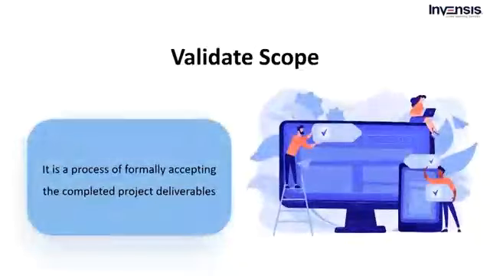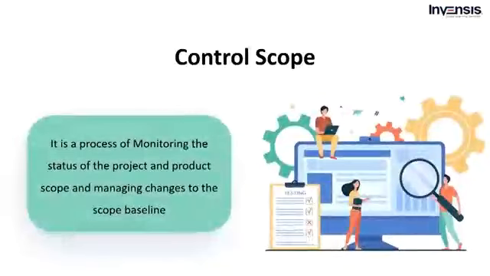The third process is to validate scope. It is simply the formal procedure to accept the completed project deliverables. This process is performed periodically and belongs to the scope management knowledge area. The next process is control scope. This process allows you to monitor the status of the project and product scope. It will also allow you to manage changes to the scope baseline. This process can occur throughout the project and belongs to the scope management knowledge area.